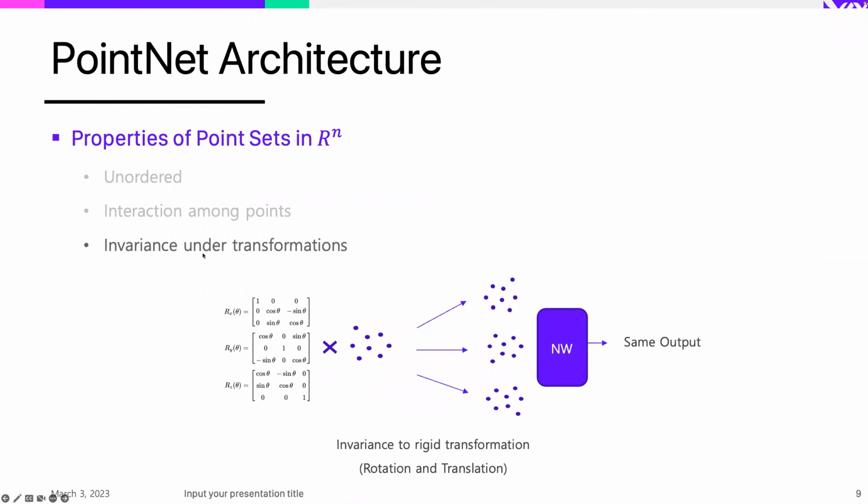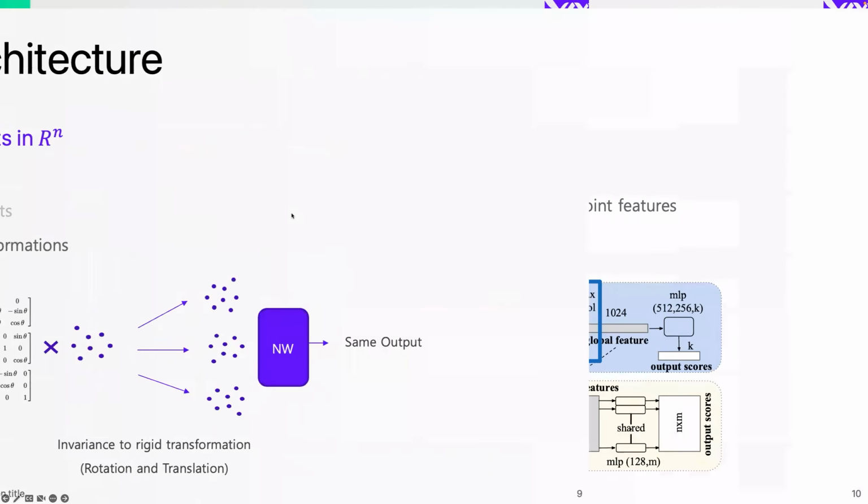The third property is invariance under transformation. As a geometric object, the learned representation of the input set should be invariant to certain transformations. Rotating and translating points altogether should not modify the global point cloud category, nor the segmentation of the points.